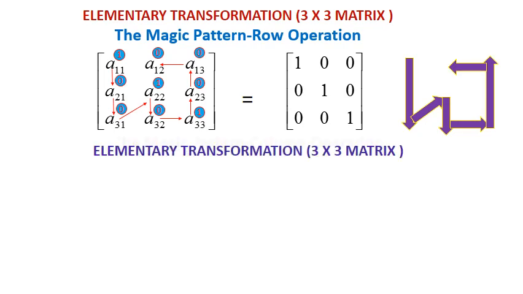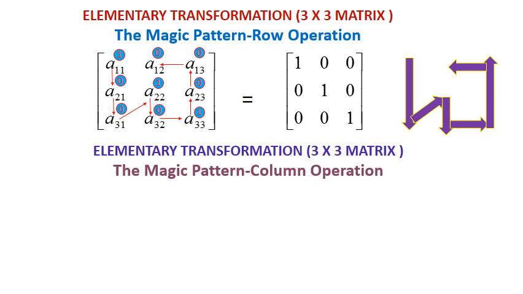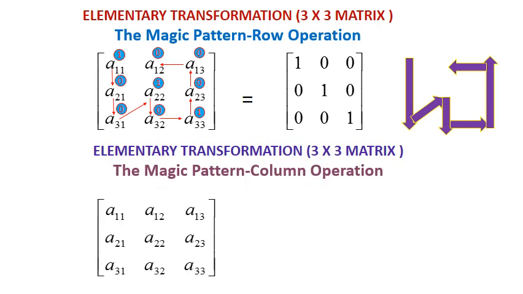And in the case of column operation, the magic pattern is like this. As before, we have to write the general form, that is A11 to A13, A21 to A23, A31 to A33. We have to change this into the identity matrix of order 3, 1 0 0, 0 1 0, 0 0 1. So the column operation is like this.